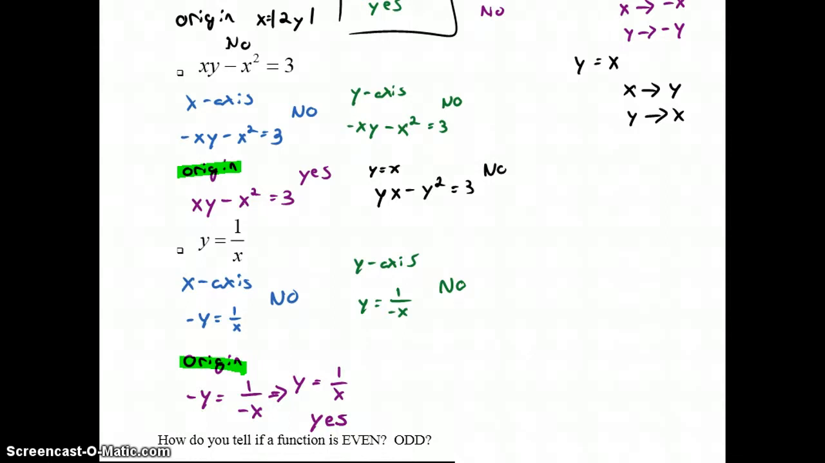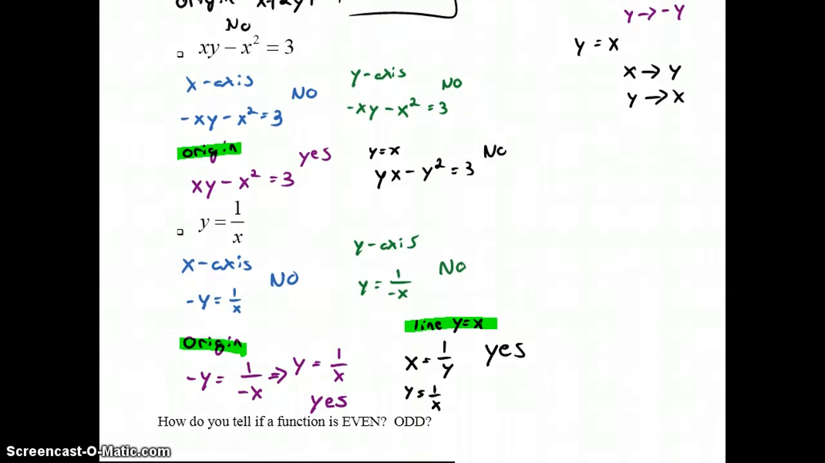Now let's check if we swap our x's and our y's. Well, now we've got x equals 1 over y, but this is exactly the same as y equals 1 over x. We just multiply both sides by y and divide both sides by x. So, yes, this is symmetric about the line y equals x. Two types of symmetries in this one. We do have a problem that is symmetric.